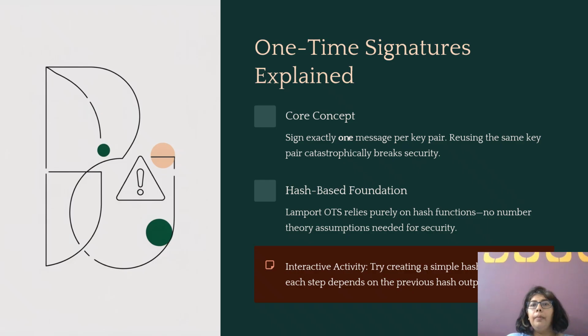If I have to explain one-time signatures, it is basically a digital signature. The core concept is to sign exactly one message per key pair; reusing the same key pair catastrophically breaks the security down. Hash-based foundations: Lamport one-time signatures rely purely on hashing functions. No number theory assumptions are needed for security.